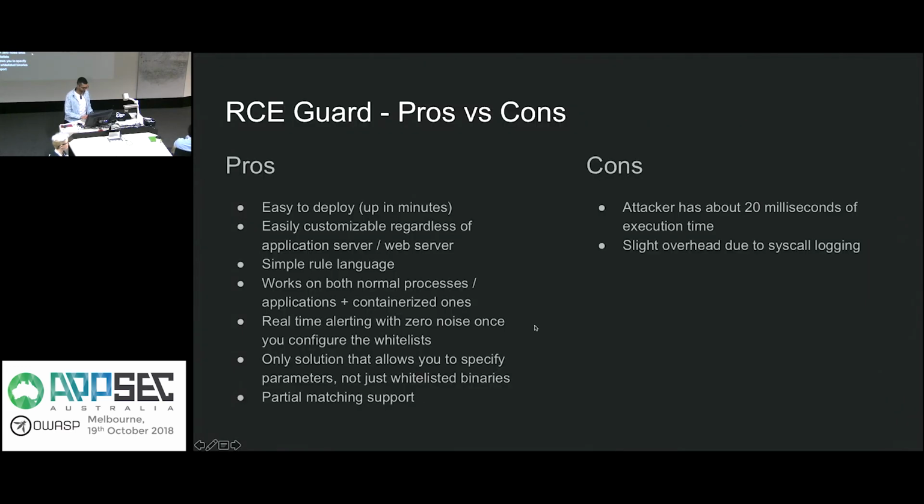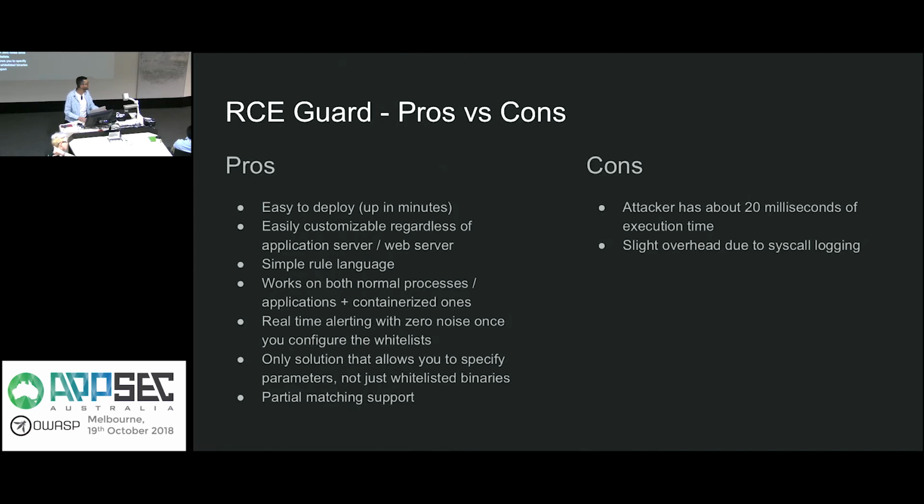Okay, so moving on. Here are the pros. Easy to deploy. You could deploy it in minutes. You could customize it regardless, because we're looking at things at operating system level. We don't care at all about what application server is running, what process is running. Super simple language. Works on both containers and normal applications. We get real-time alerting with basically zero noise.